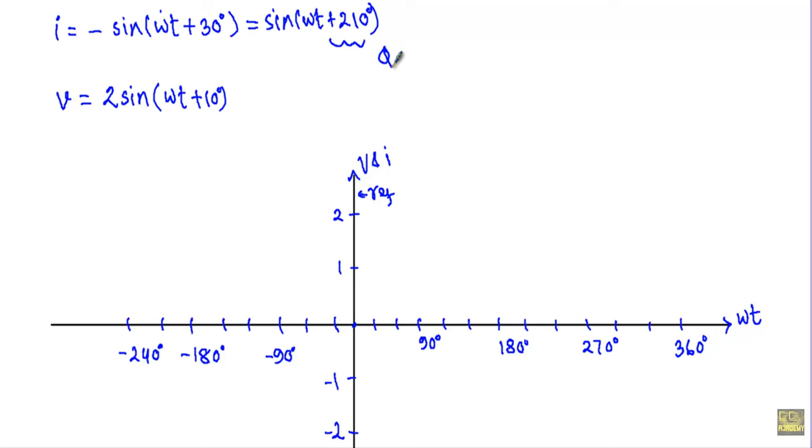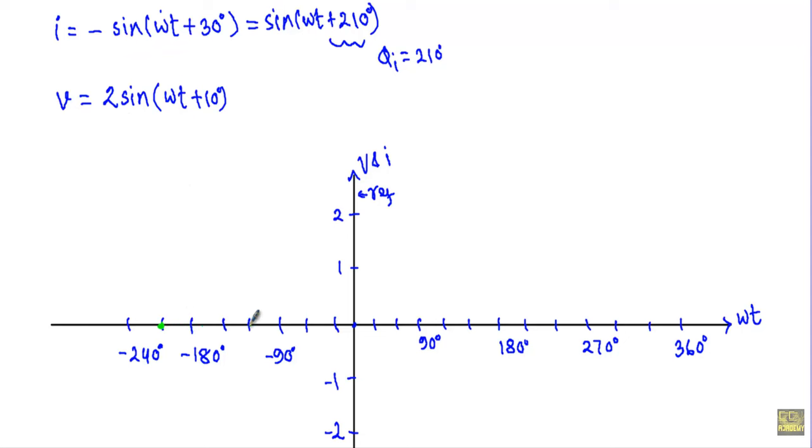Initial phase of current phi I equal to 210. That means the origin of the current will be 210 degree left from this origin, or ahead from this origin. Minus 90, minus 180. This will be the origin of the current. From this point, after 90 degree, our alternating current will attain its maximum value plus 1.